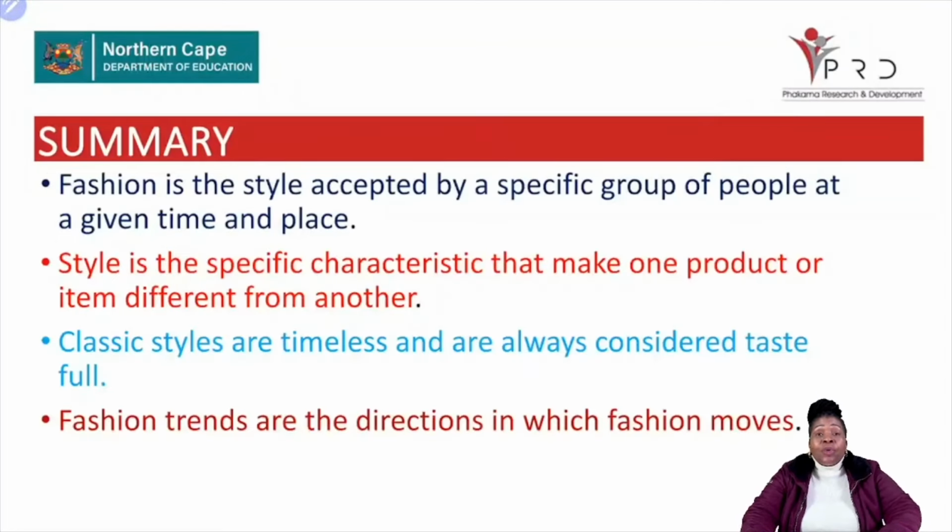And then learners, we come to the summary of our lesson, right? We said fashion is the style accepted by a specific group of people at a given time and place. And style is the specific characteristic that makes one product or item different from another. And classic styles are timeless and are always considered tasteful. And fashion trends are the directions in which fashion moves.